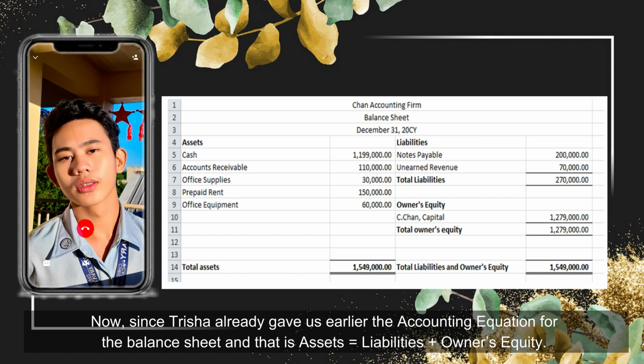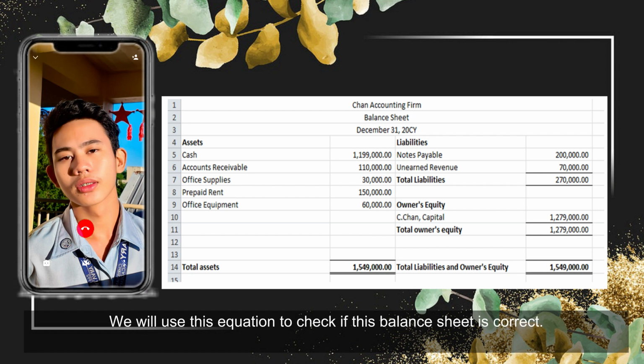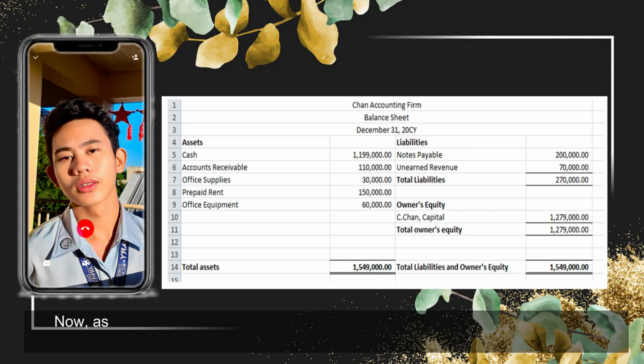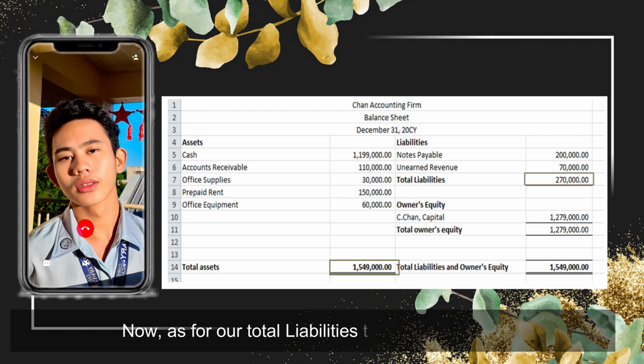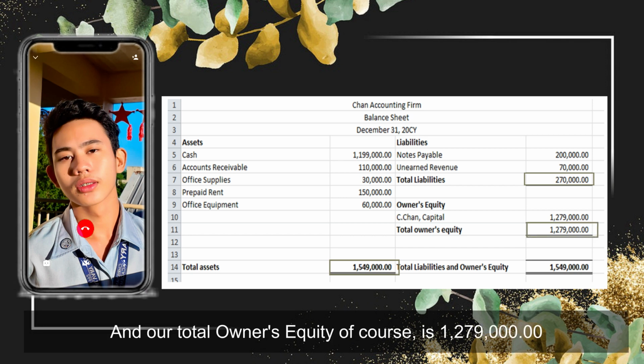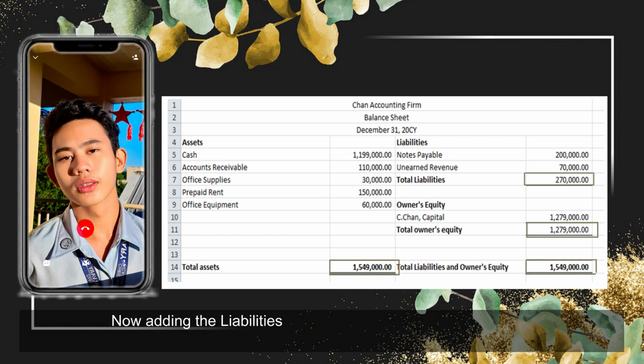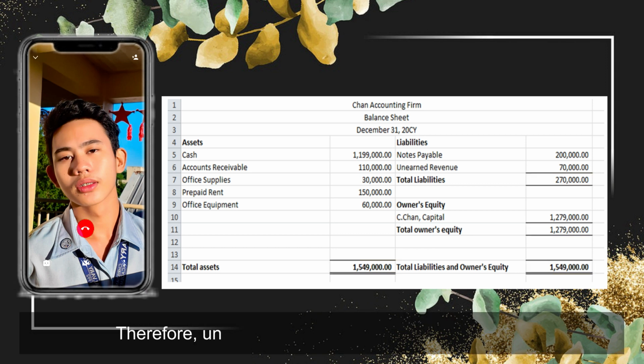Now, since Trisha already gave us the accounting equation for the balance sheet, that is, assets is equal to liabilities plus owner's equity, we will use this equation to check if this balance sheet is correct. Now, as for our total assets, adding everything from cash up to the office equipment, it will give us 1,549,000. As for our total liabilities, that is 270,000. And our total owner's equity, of course, is 1,279,000. Now, adding the liabilities and owner's equity, its total would be 1,549,000 as well. Therefore, undoubtedly this balance sheet is correct.